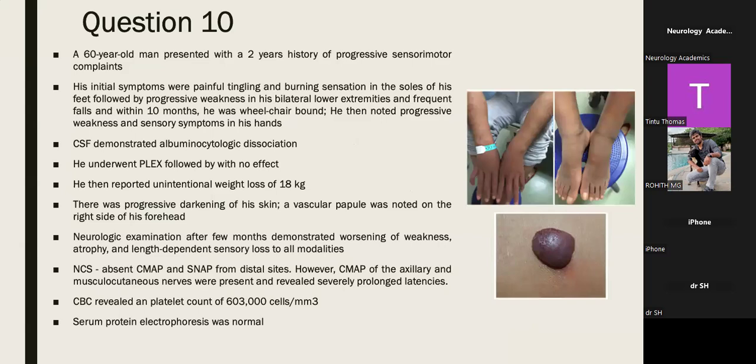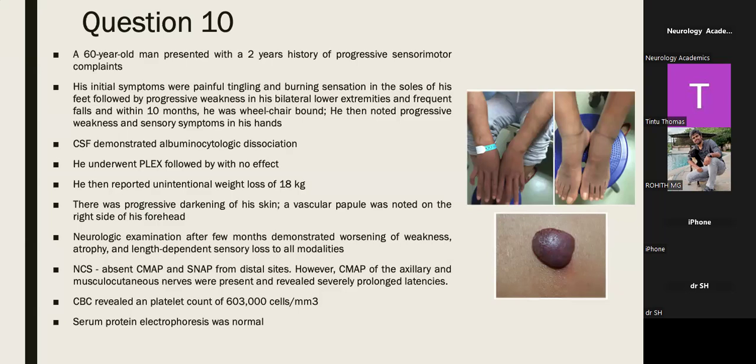Moving on to the next question. A 60-year-old man presented with a 2-year history of progressive sensory motor complaints. His initial symptoms were painful tingling and burning sensation in the soles of his feet, followed by progressive weakness in bilateral lower extremities and frequent falls. Within 10 months, he was wheelchair bound. He then noted progressive weakness and sensory symptoms in his upper limbs as well.